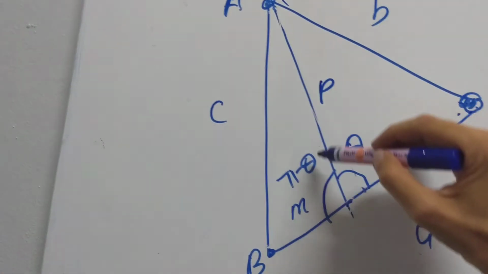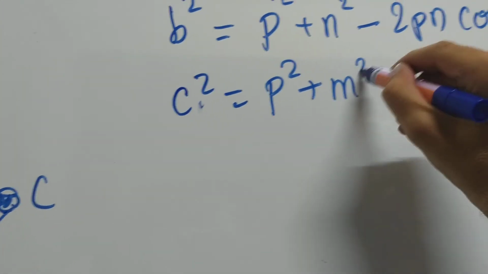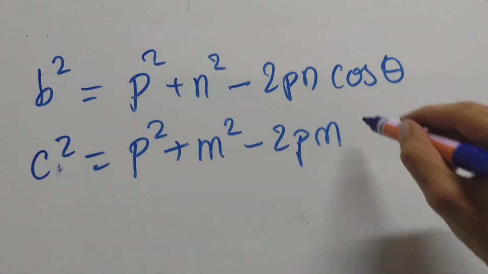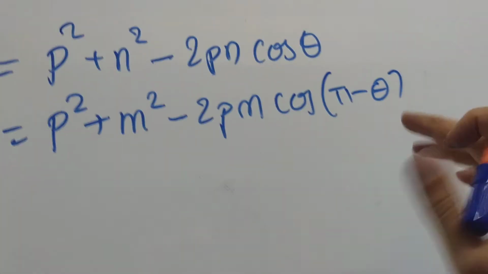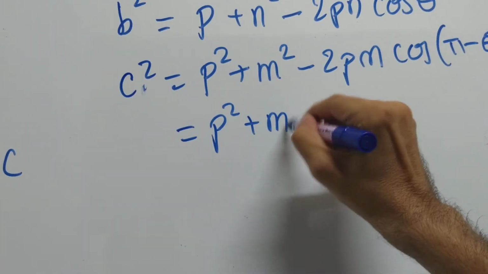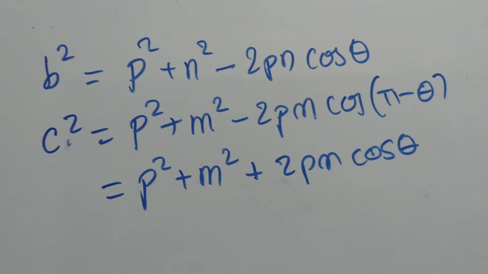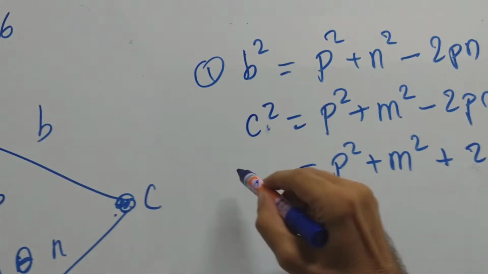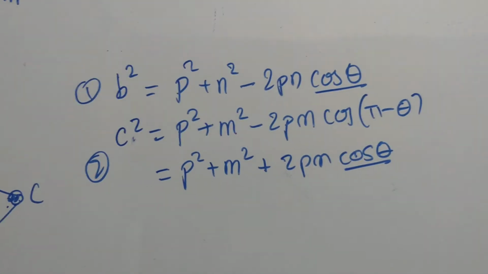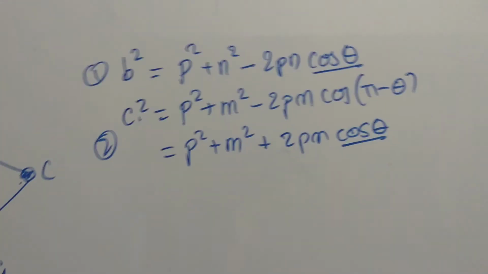Now I need another equation. Yeah, I use this angle here. Okay, this is like r1, r2, and c is r. So I get c squared is p squared plus m squared, that's r1 and r2, minus 2pm cos pi minus theta. But we showed before cos pi minus theta is minus cos theta. So this actually is p squared plus m squared plus 2pm cos theta. Now what I can do is isolate cos theta from equation 1 and equation 2, and I can equate them, and I get some algebraic expression which can be simplified into Stewart's theorem.